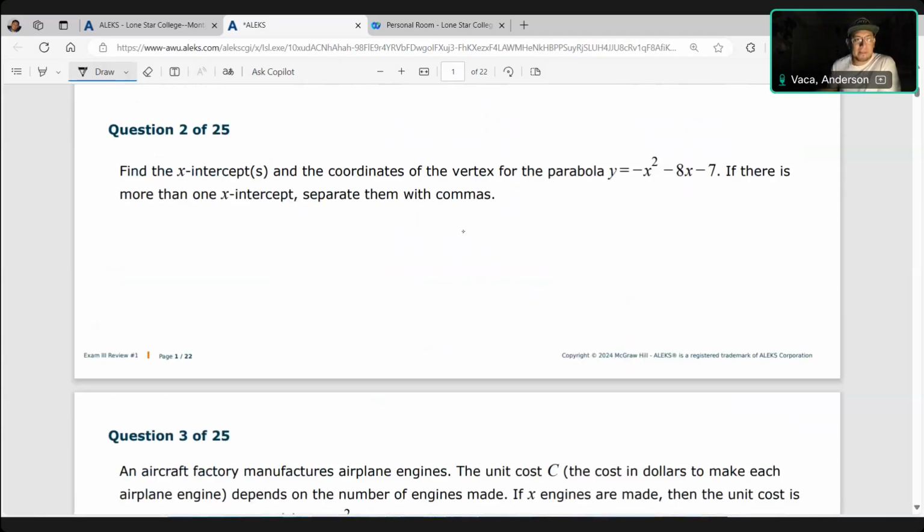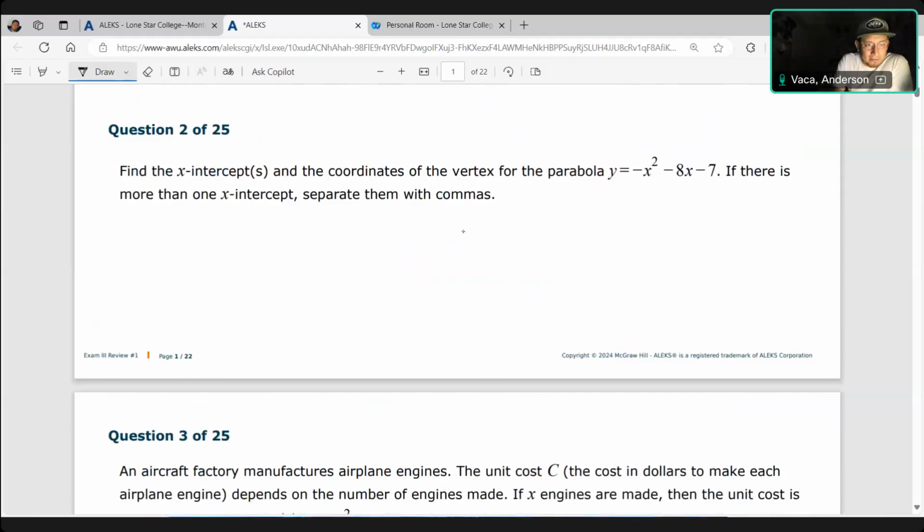Question 2. Find the x-intercepts and the coordinates of the vertex for the parabola given by such and such. If there is more than one x-intercept, separate them with commas. All right, let's get down to business.